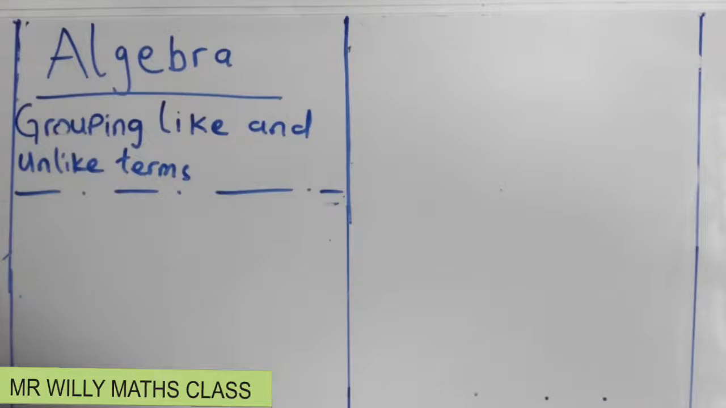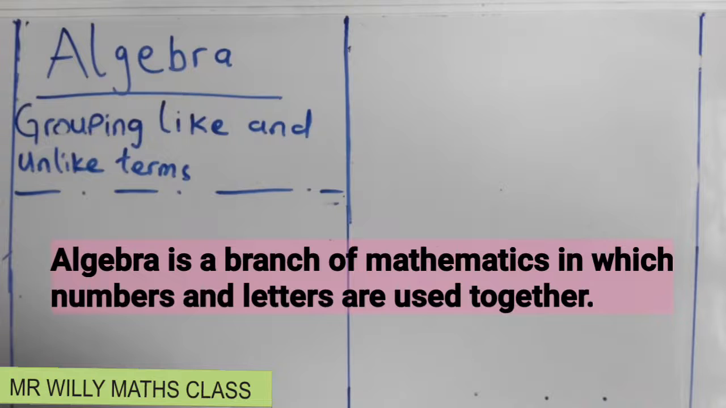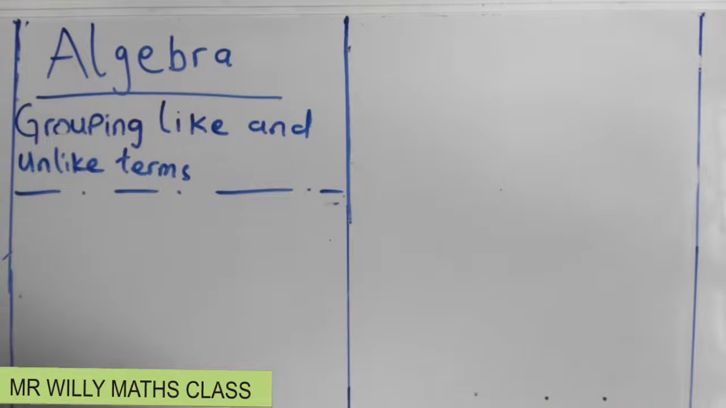In today's class, we'll be dealing with algebra. We'll be grouping like and unlike terms. Now, what you need to understand about algebra is that algebra is a branch of mathematics in which numbers and letters are used. And the letters are often used to represent unknown numbers.